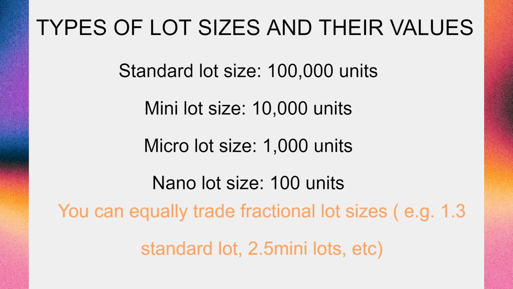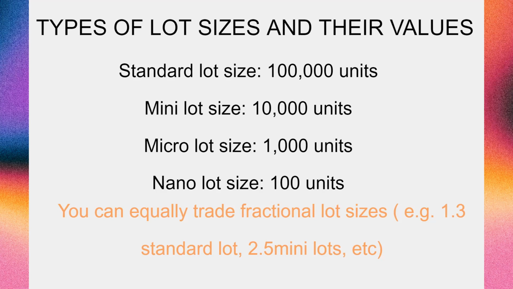And if your choice of lot size is a mini lot, which is roughly 0.1, it simply means you're buying 10,000 units of that currency pair. Take, for instance, GBP USD. If you're trading it with one mini lot size, you're buying 10,000 units of that very currency pair. The same thing applies to micro lot size, which is 1,000 units of whatever currency pair you're trading.